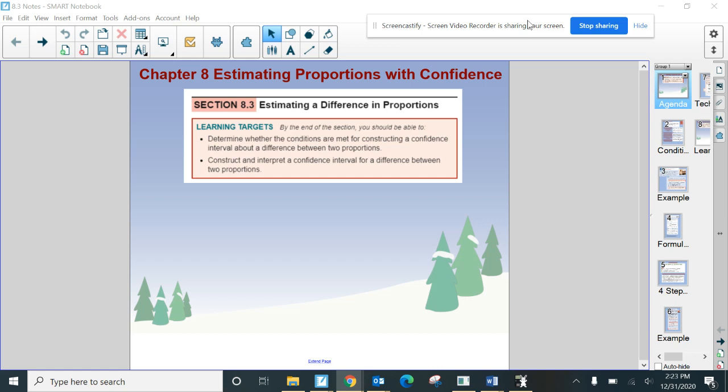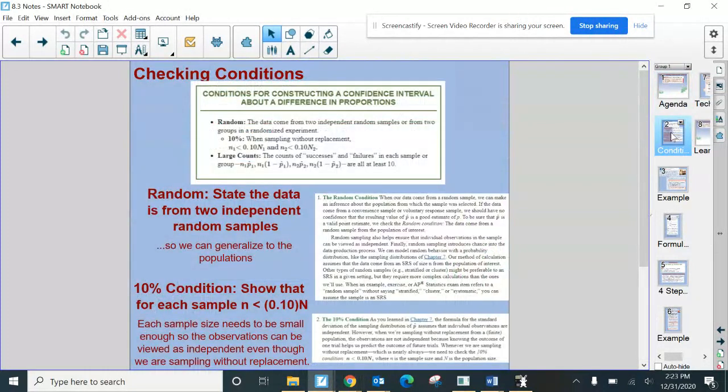Okay, and we will wrap up Chapter 8 with Section 8.3, our learning targets. By the end of this video, we should be able to determine whether the conditions are met for constructing a confidence interval about a difference between two proportions, and construct and interpret a confidence interval for a difference between two proportions. So the first one, looking at conditions, you'll see this is very similar to our conditions when we are just trying to construct a confidence interval for a proportion.